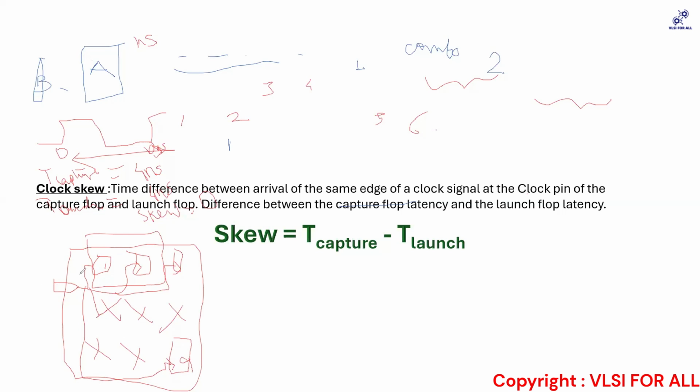When you look at the bigger picture, clock is reaching all the flops in your design. So it can happen that here only one buffer was there, so it took around 1 ns. Now let's say to reach flop 9, there were 5 buffers. So now it took 5 ns to reach flop number 9. The difference between the clock reaching flop 9 and flop 1 is nothing but your global skew.